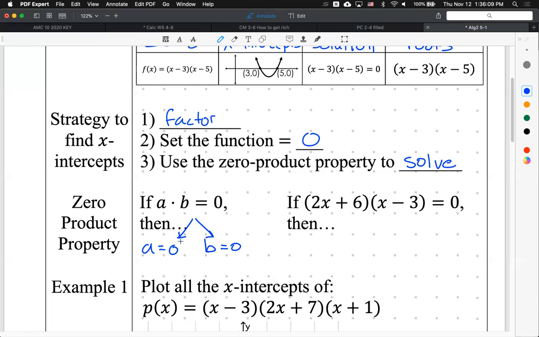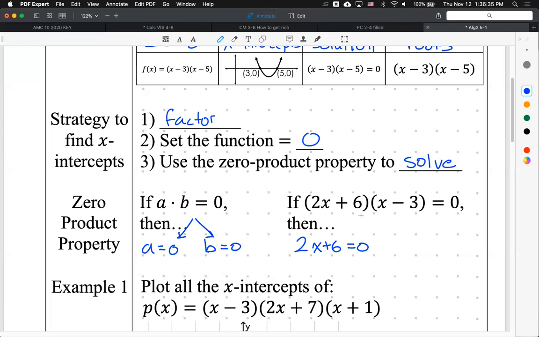So let me switch what I just said. Instead of A and B, A is now going to be 2x plus 6. B is going to be x minus 3. I have a quantity times another quantity, and that is set equal to 0, which means you have 2 equations. Using the zero product property, what are those 2 equations? 2x plus 6 is equal to 0, and x minus 3 is equal to 0.